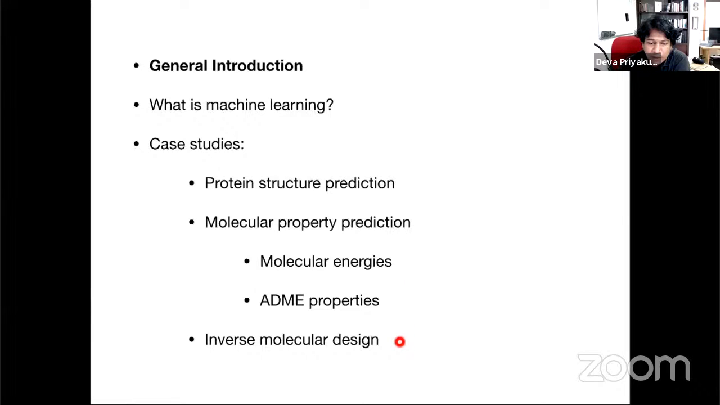And then finally, what we call inverse molecular design. This is a little bit more interesting than the others, especially for me, because we do things quite differently from the traditional ways of designing molecules. So those are the case studies, and depending on how much time we have and how fast we go, we will cover as many as possible.